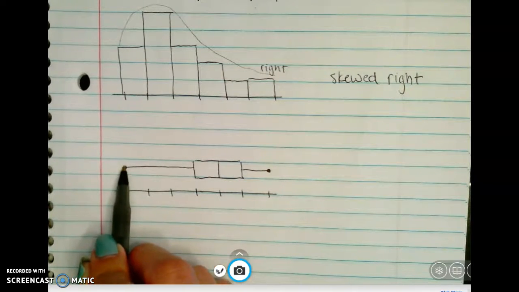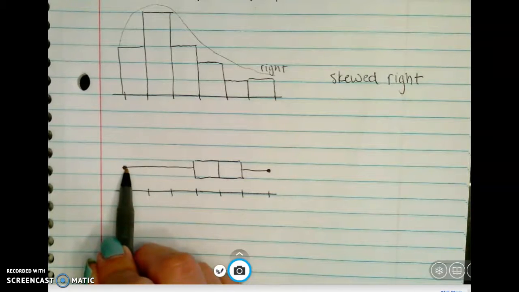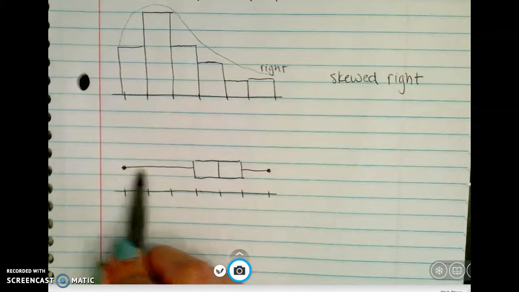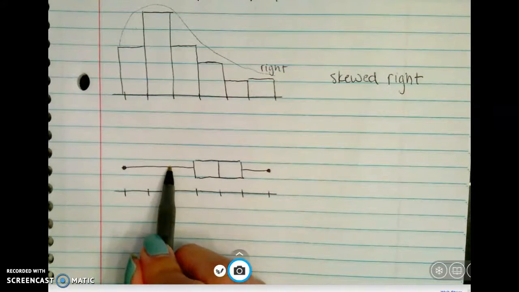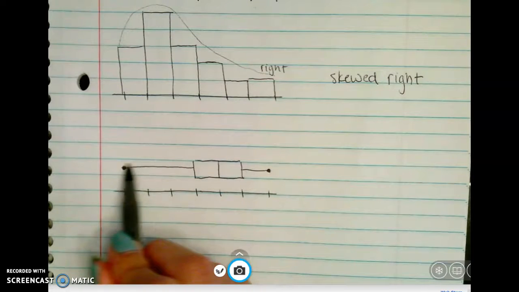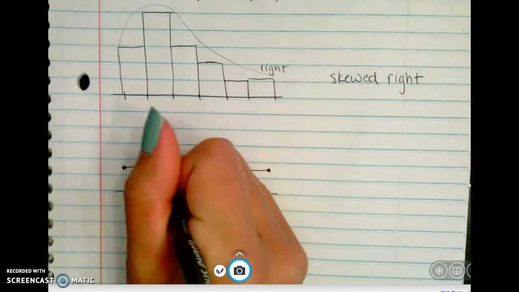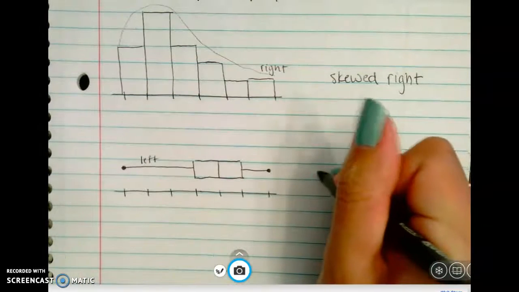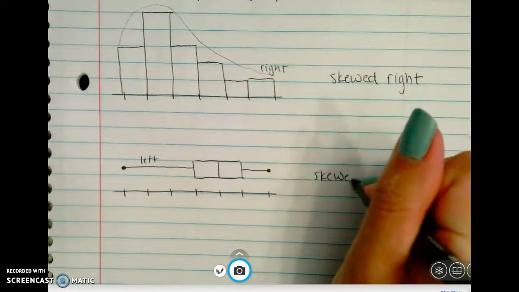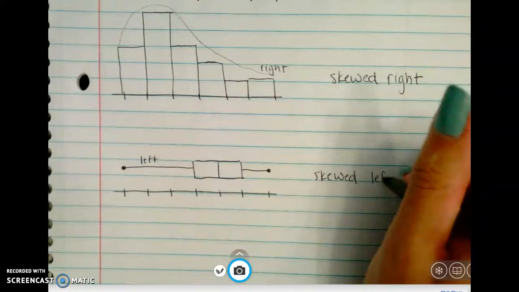So if it was normal, this first 25% mark, this minimum mark, would be about here. Since it's being extended a little further to the left, this is called skewed left.